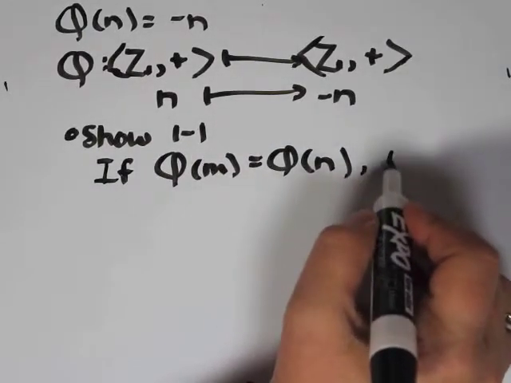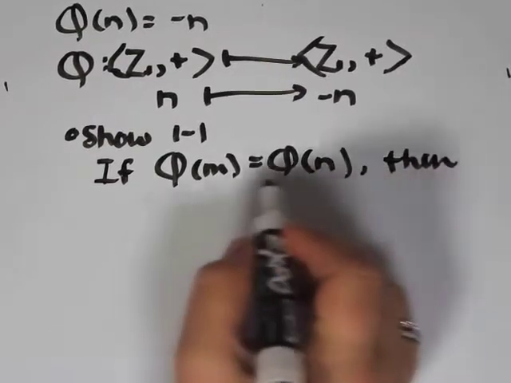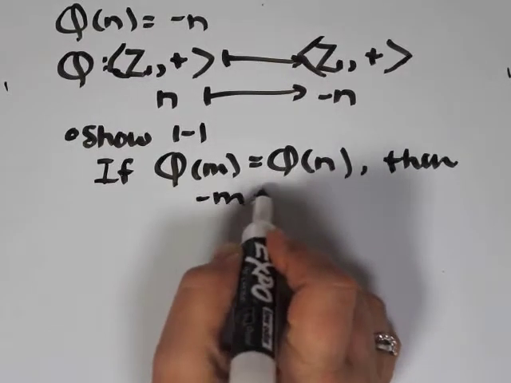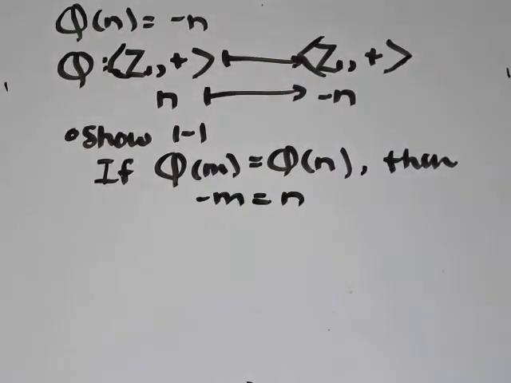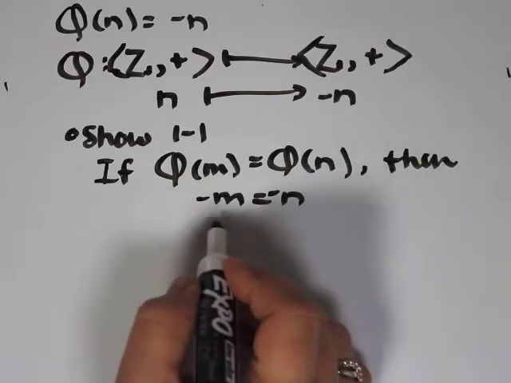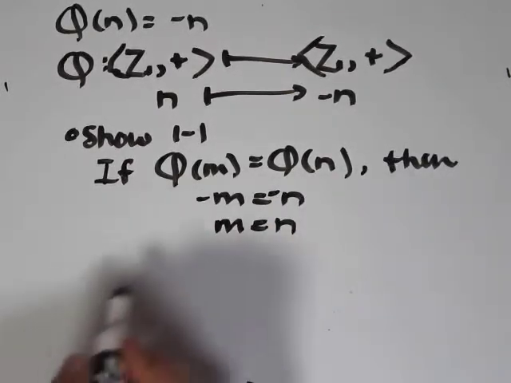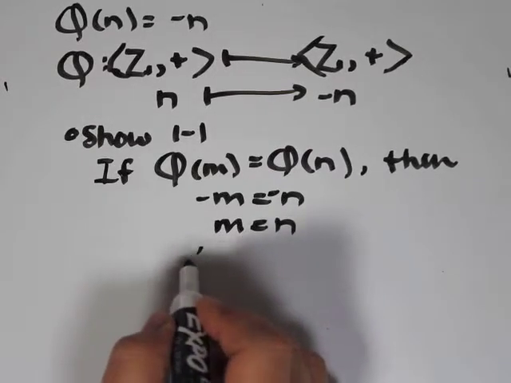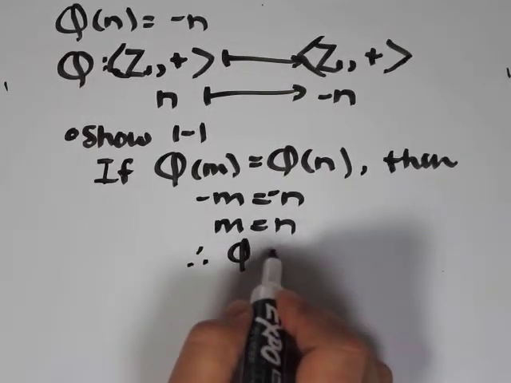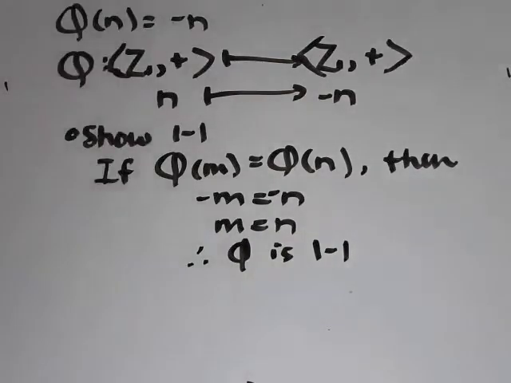Well, if they equal each other, then I must have negative m equals negative n, because phi of n maps to negative n. Okay, multiplying both sides by negative 1, I must have m equals n. And so, therefore, phi is one-to-one, or injective if you prefer to call it that.